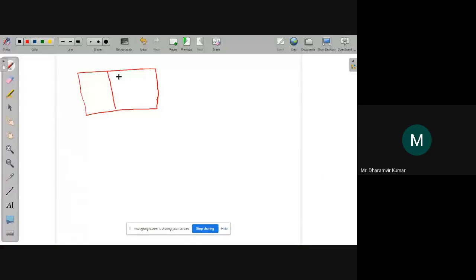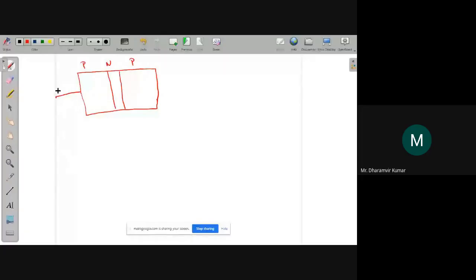Taking the same PNP transistor, this is P, this is N, this is again P. This time we'll take the case for this collector base junction. We'll not bother about the emitter base junction because we have already seen that. Now for the collector, we know that for using this as an amplifier, the collector base junction should be reverse biased.